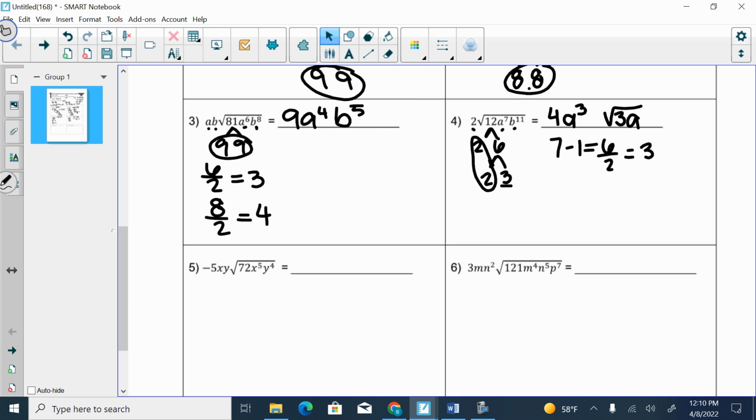Okay, what was my exponent for b? 11. Is that even or odd? So we have to subtract 1, and then divide by 2, and what are we going to get? Good. So we get to take out b to the 5th, but because the exponent was odd, we have a remainder. Very good.